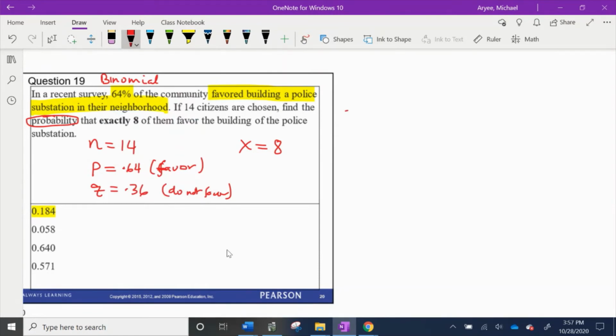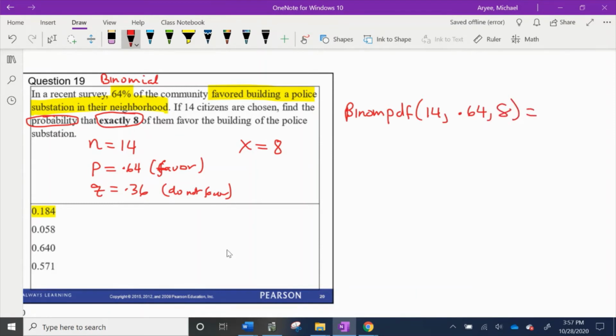Okay, PDF. So you do binomPDF. PDF is for only one number, and they want you to do only one number. So n comes first, 14, followed by p, .64, and then that's it.